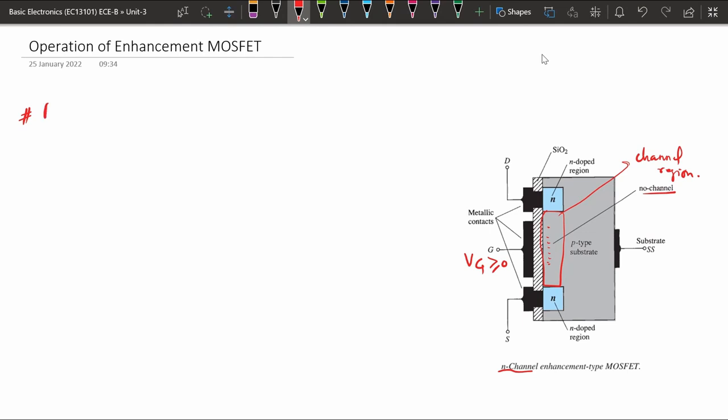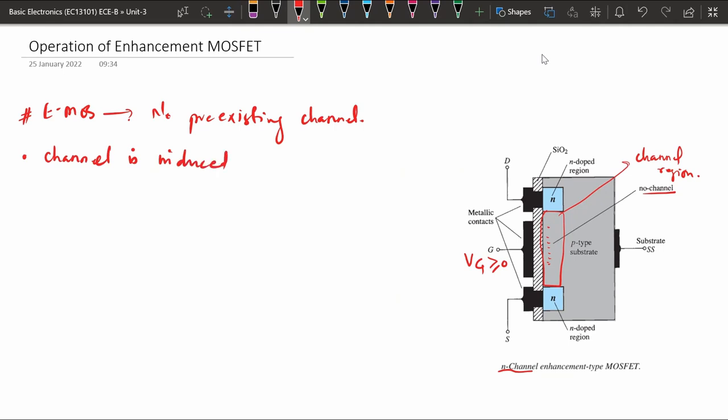So in an enhancement MOSFET, no pre-existing channel is there. Here the channel will be induced. The channel is induced by applying the gate to source voltage. We need to induce the channel by applying the gate to source voltage.